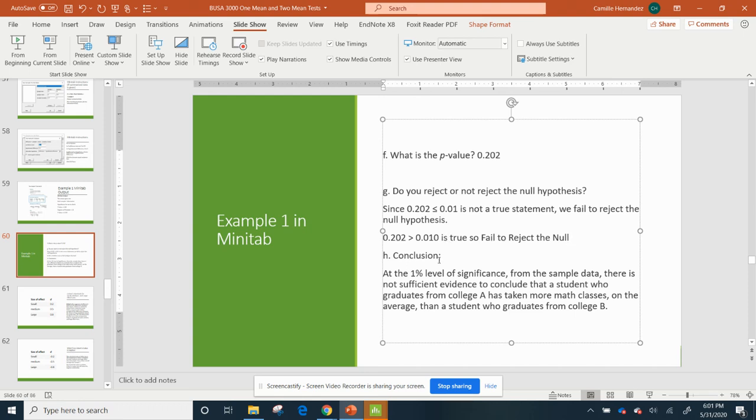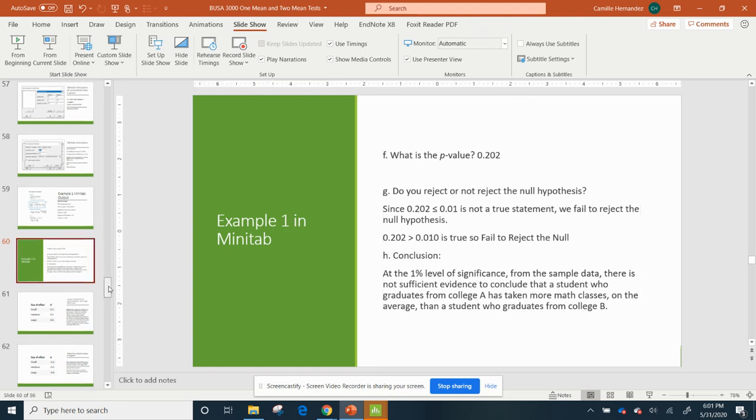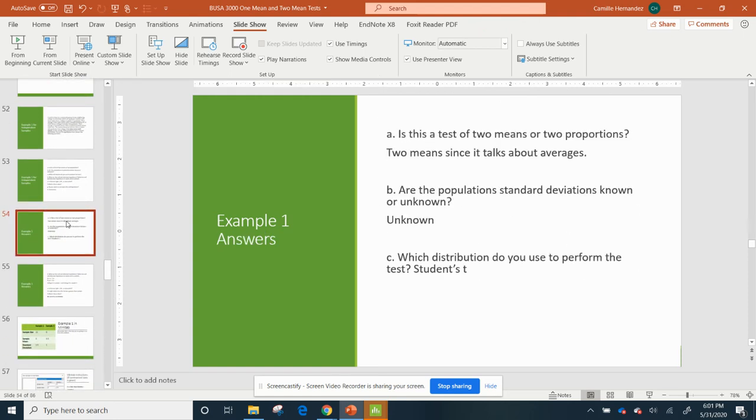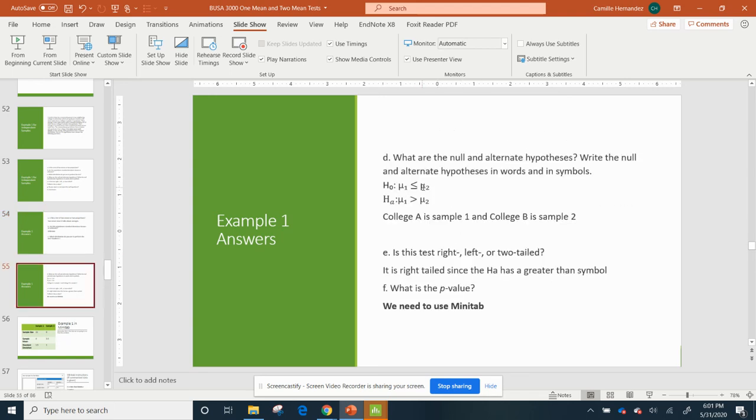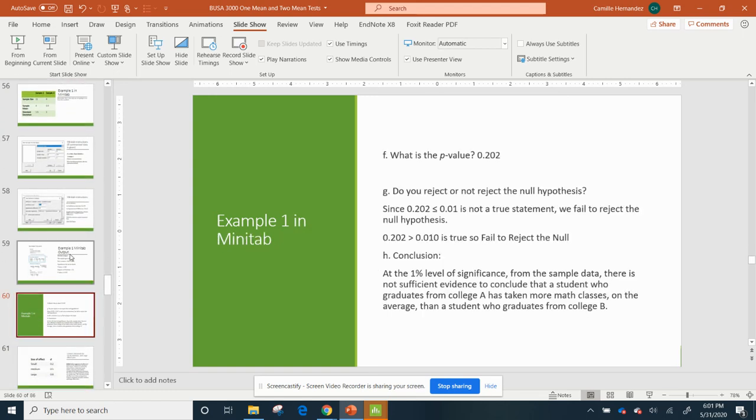Okay. So this is my conclusion. At the 1% level of significance from the sample data, there is not sufficient evidence to conclude that a student who graduates from College A has taken more math classes on average than the student who graduates from College B. And how do I know that? Because I failed to reject my null. And if I go back to my original hypotheses, if I fail to reject my null, I'm keeping my null, which means, remember, the average number of math classes for sample 1 is less than or equal to the average number of math classes for College B. All right, so that's how I did that one. So I finished it and I did everything I needed, but there's another step for this. I'm going to go into it in the next video.